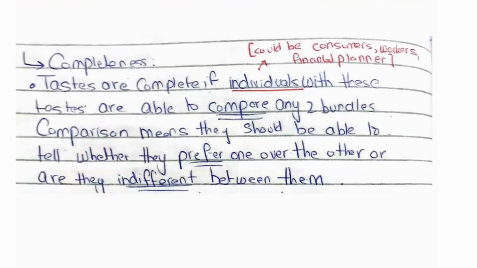Tastes are said to be complete if individuals with those tastes are able to compare any two bundles. The key word here is compare. By compare, we mean they're able to tell whether they prefer one bundle over the other or are indifferent between them. So completeness is in the sense that you're able to compare any two bundles.